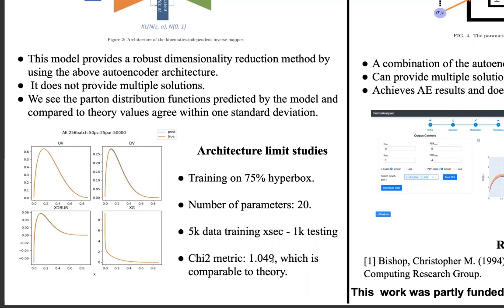That is successful because it is comparable to the theoretical parameters that theorists at Jefferson Lab already use, and as a result, our methods are comparable and more efficient than the methods that are already being used. On the left, you can see our PDFs, so our plots of parton distribution functions for 4 different distributions. We can see that our predictions are within 1 standard deviation of the true theoretical parton distribution functions.